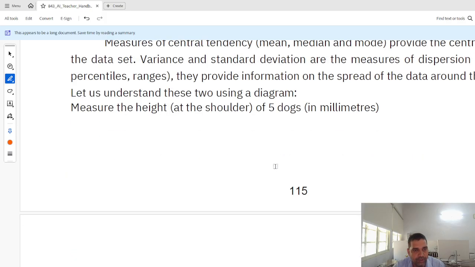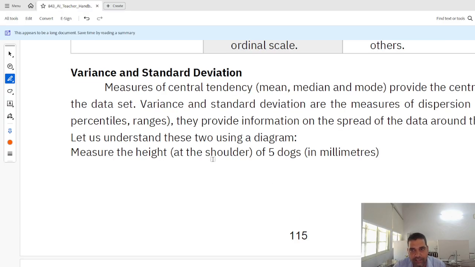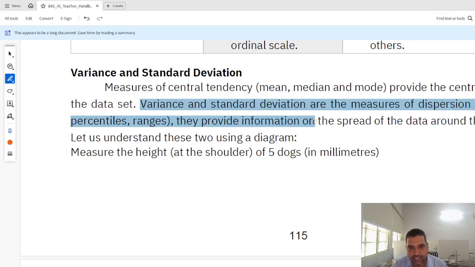So now standard deviation, let's see how we can understand it. Variance and standard deviation are measures of dispersion. Dispersion means how much my data is scattered from the average value. Here we calculate some quartiles, percentiles and ranges. Variance gives you information on the spread of the data around the center value. The center value may be the mean or median.